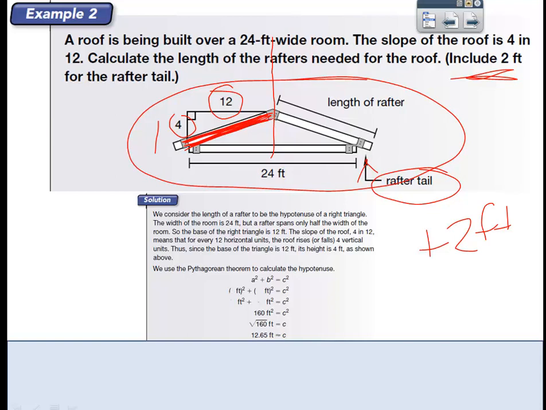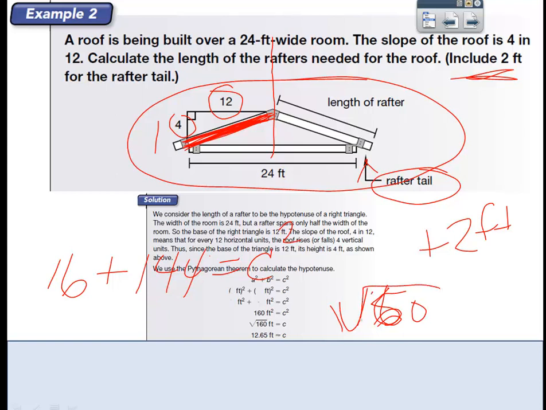So 4 squared is going to be 16, and 12 squared is going to be 144, equals our c squared. Okay, so we've got to solve for c squared. So 16 plus 144 is 160. Is 160 a perfect square? It's not. But if you pop it in your calculator, you're going to get 12.65 feet.